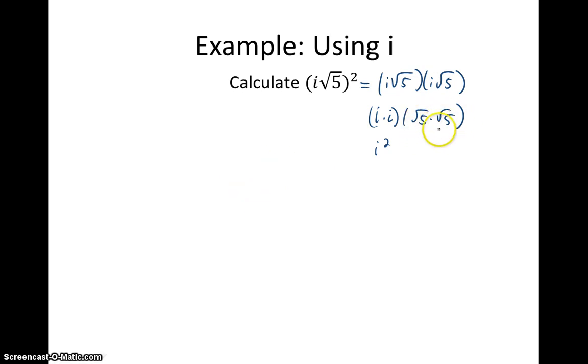Well, i times i is i squared. Root 5 times root 5, all those double roots we were talking about last time, square root times the square root is just going to give us 5, right? Because we're taking the square root of 5 and we're squaring it, so that's just 5. So i squared times 5. And we said i squared is negative 1. So it's negative 1 times 5, which is just negative 5. So what we've done here is we found a square root of negative 5. It's i root 5. That's kind of cool.